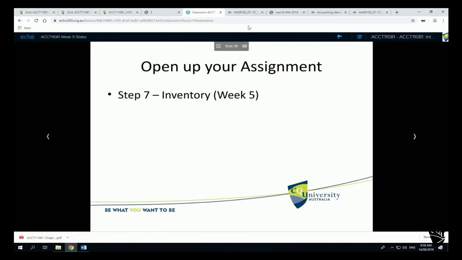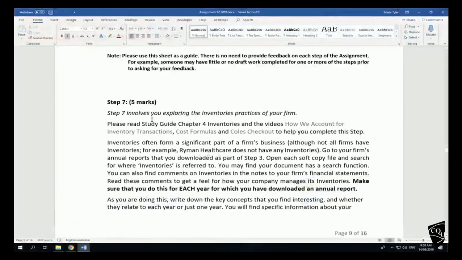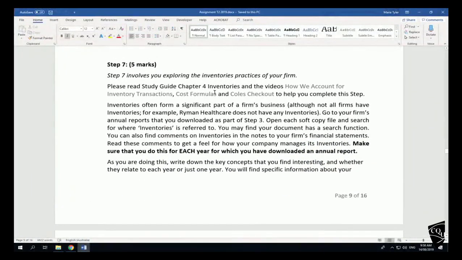Okay, so quickly opening the assignment. Step 7 involves you exploring the inventory practices of your firm. It is in chapter 4, okay, and there's also a number of videos to help you complete this step. Inventories often form a significant part of a firm's business, although not all firms have inventories. For example, Ryman Healthcare doesn't have any inventories.